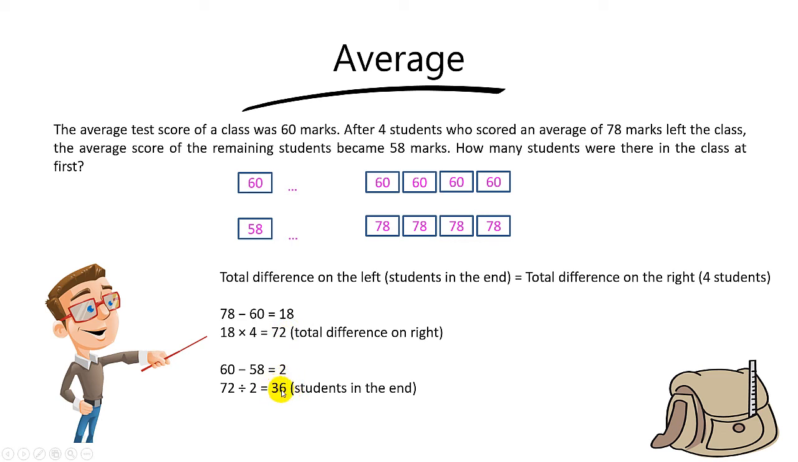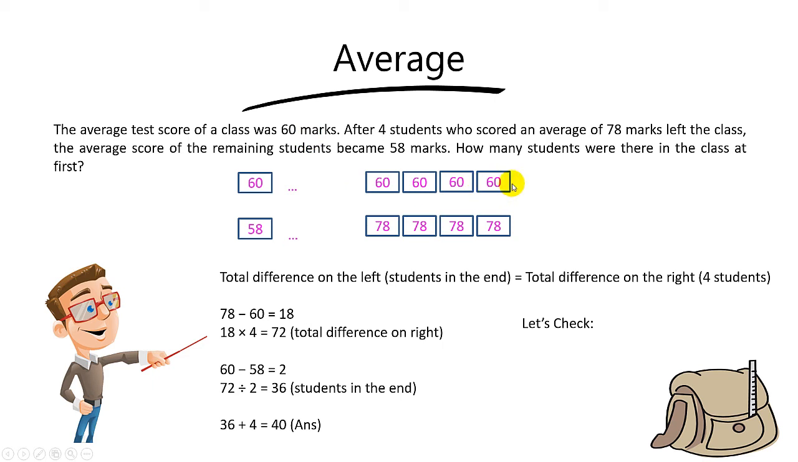Okay, but however, this is not the answer, right? Because the question asks for the students at first, so you're going to take 36 plus the 4 students who left, and the answer should be 40 students. Okay, and before we stop here, let me go through a simple way of how to check your answers in the exams.